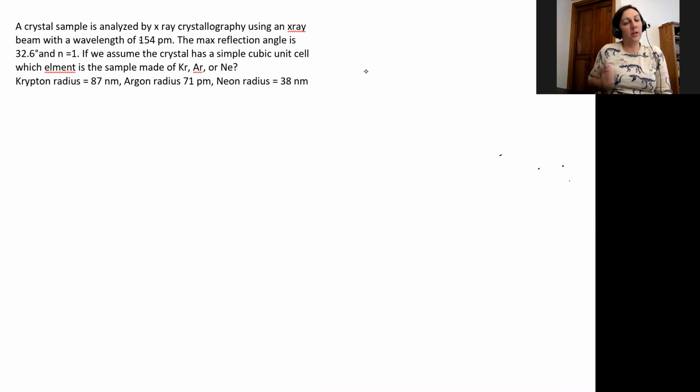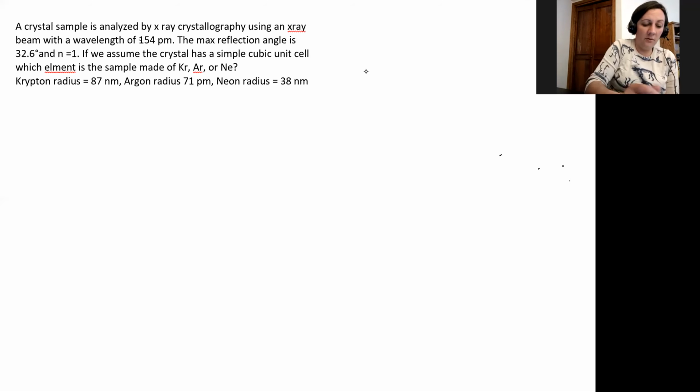In this video, we're going to walk through a solution to one of our practice problems. This one is looking at a crystal that's being analyzed by X-ray crystallography, and we're not exactly sure what it is. We think it's krypton or argon or neon, and we're going to assume it has a simple cubic unit cell. The question is, given the information we collect from the experiment, which element is it?